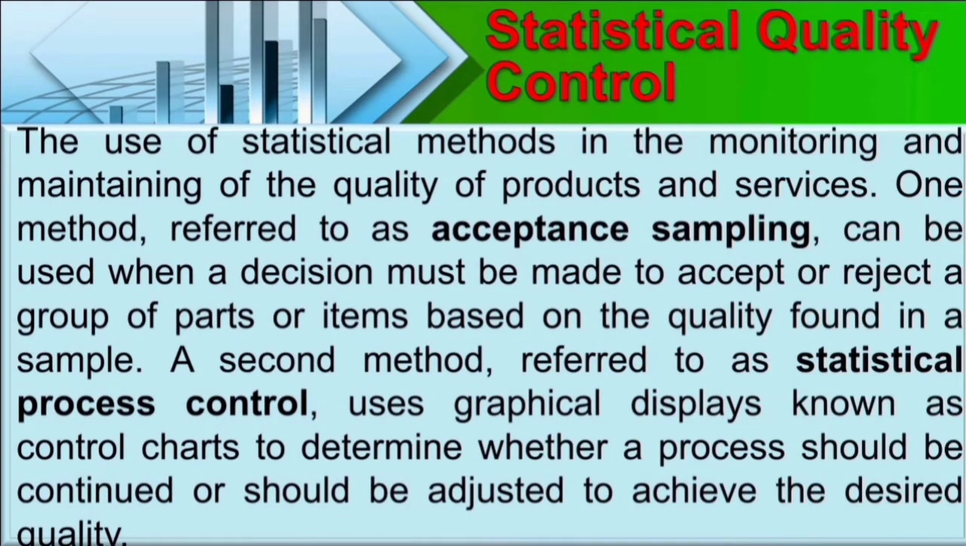Statistical quality control. The use of statistical methods in the monitoring and maintaining of the quality of products and services. One method, referred to as acceptance sampling, can be used when a decision must be made to accept or reject a group of parts or items based on the quality found in a sample. A second method, referred to as statistical process control, uses graphical displays known as control charts to determine whether a process should be continued or should be adjusted to achieve the desired quality.